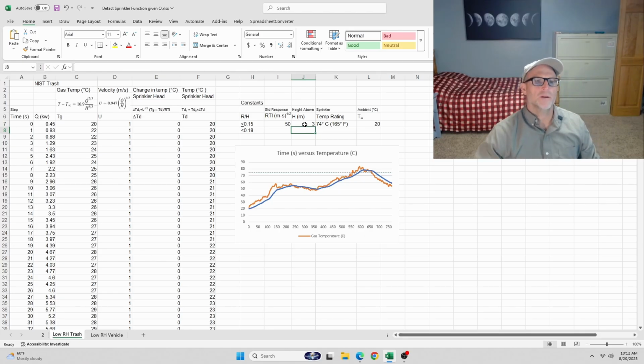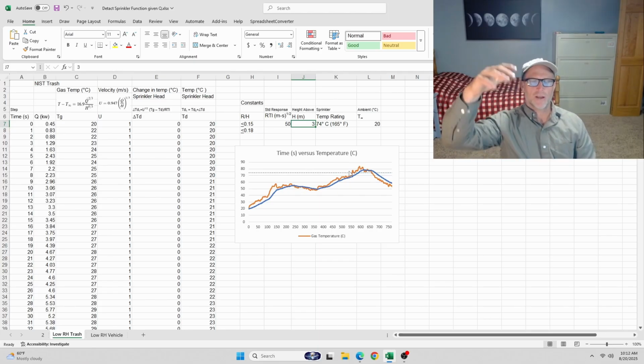The reason I'm going 3 meters is 10 feet. Let's say the fire is a little bit off the ground, so let's say it's a 12-foot ceiling room. What you can see is the same exact fire. All I did was go from 2.1 meters to 3 meters in terms of that height.